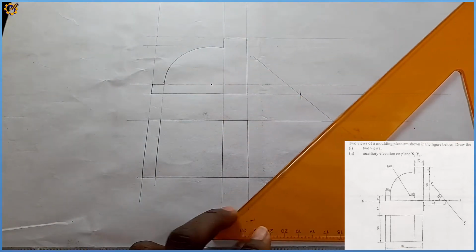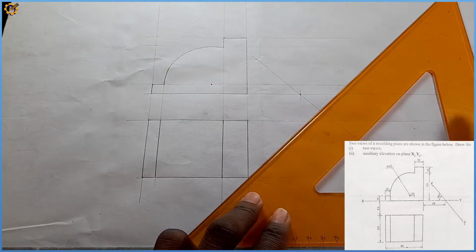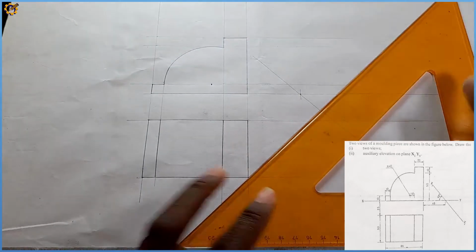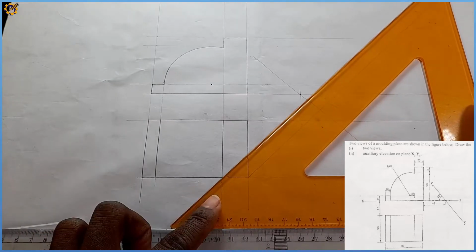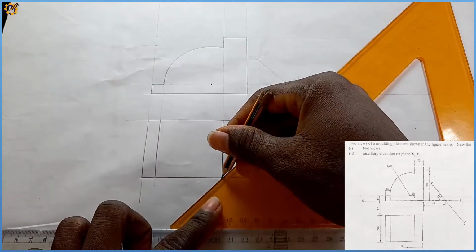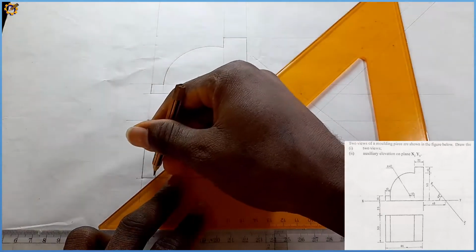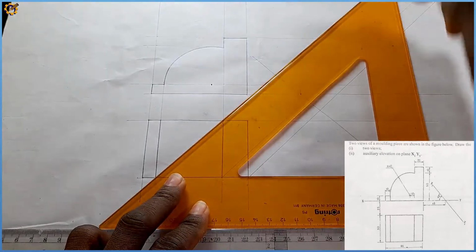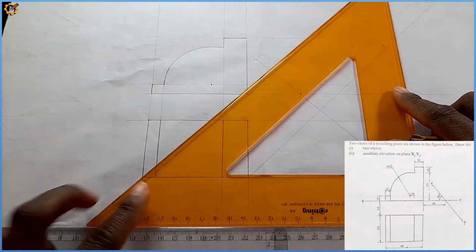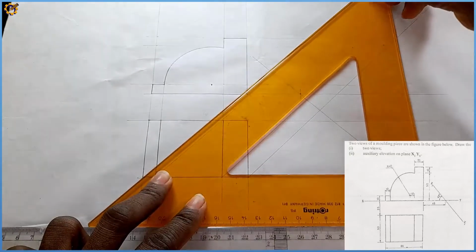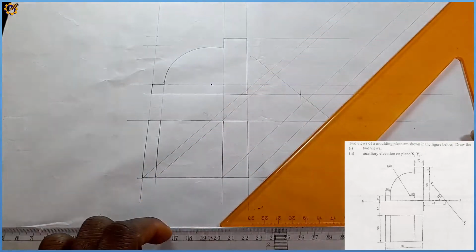Okay, so I'm going to project this junction right here. You take note of that. Okay, then followed by this junction right here. Faintly, ensure you project them faintly. Followed by this junction right here at 45 degrees. Faintly. Okay, and ensure your T-square and set square are sitting perpendicularly over each other very well. Okay, so that is it.